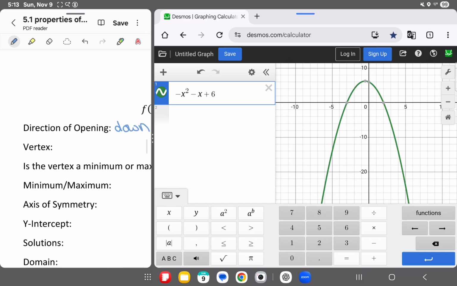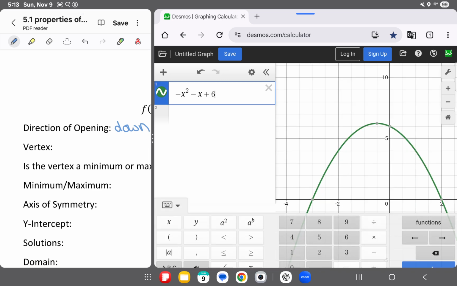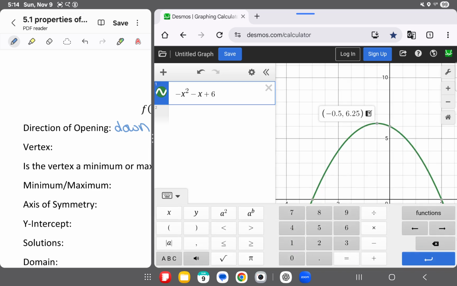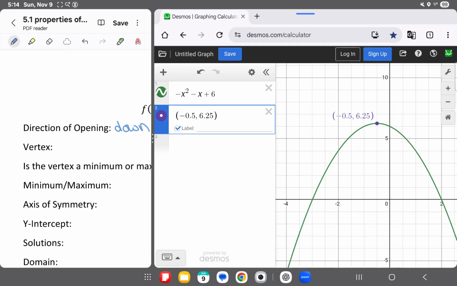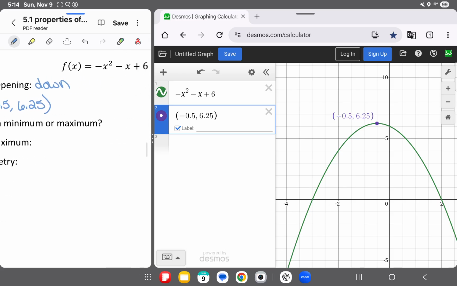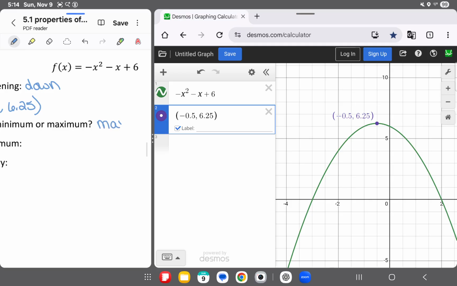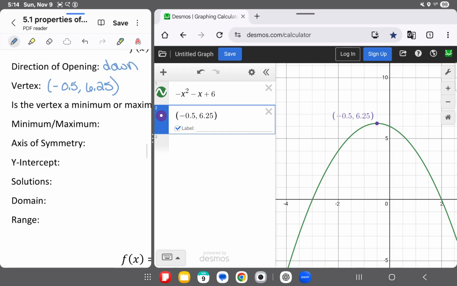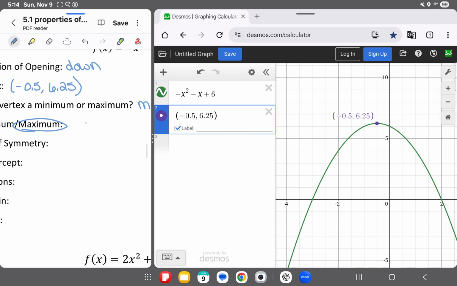So our vertex is that turning point. If we want to zoom in on it, we can. And that is going to be (-0.5, 6.25). Now, is this vertex a minimum or a maximum? Well, this is a maximum because we do open down. So since it's a maximum, I'm going to go ahead and take that maximum value, and that is 6.25.